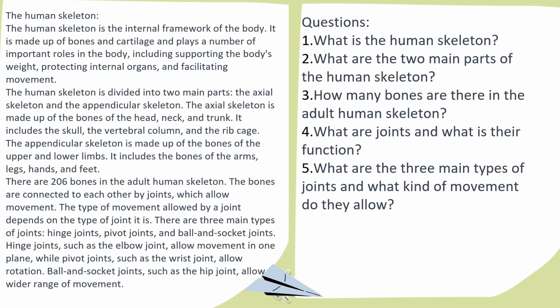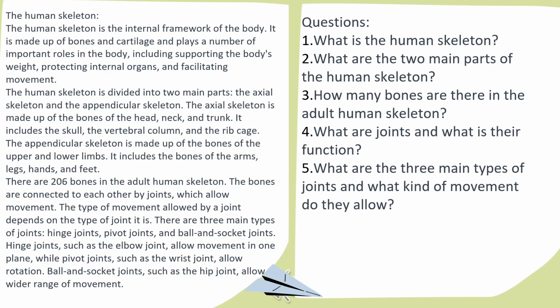The human skeleton is divided into two main parts, the axial skeleton and the appendicular skeleton. The axial skeleton is made up of the bones of the head, neck, and trunk. It includes the skull, the vertebral column, and the rib cage.